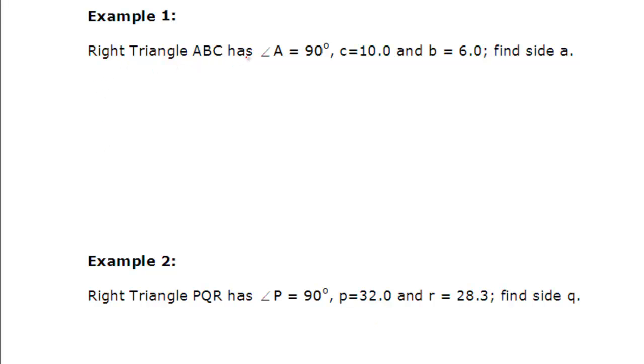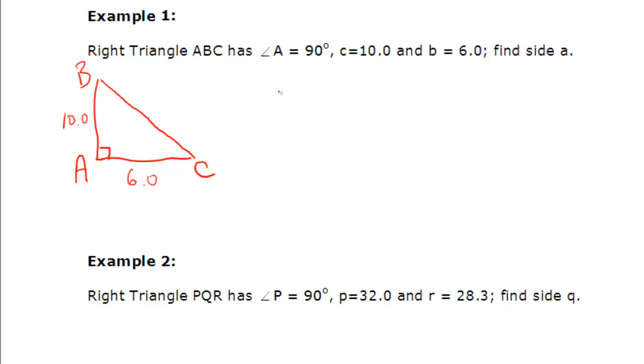So, a right triangle ABC. We're going to draw a right triangle, which means it has a 90-degree angle. The 90-degree angle is angle A, so A has to be here. Now B and C can be either one. It's only the 90 that has to be labeled correctly. Opposite angle C, we get side c, which is 10, so this is 10.0. And opposite angle B is side b, so this is 6.0. Remember, lowercase is the side length, uppercase is the angle.